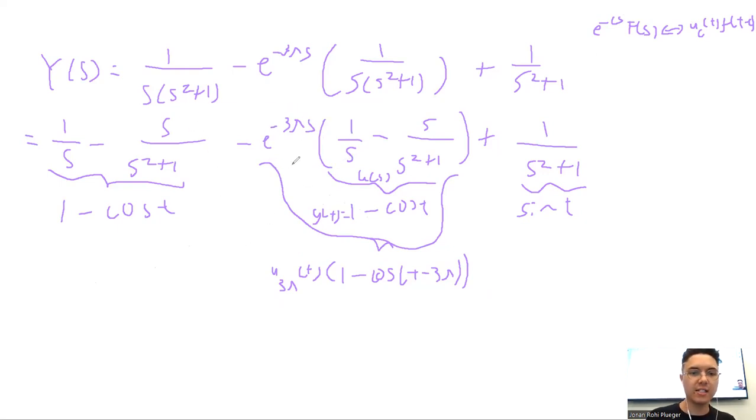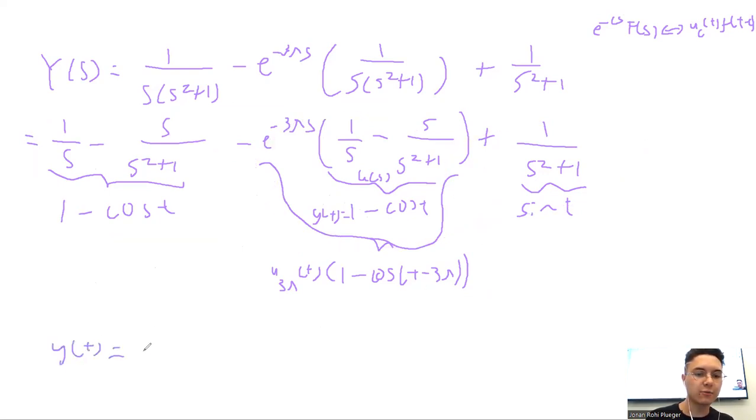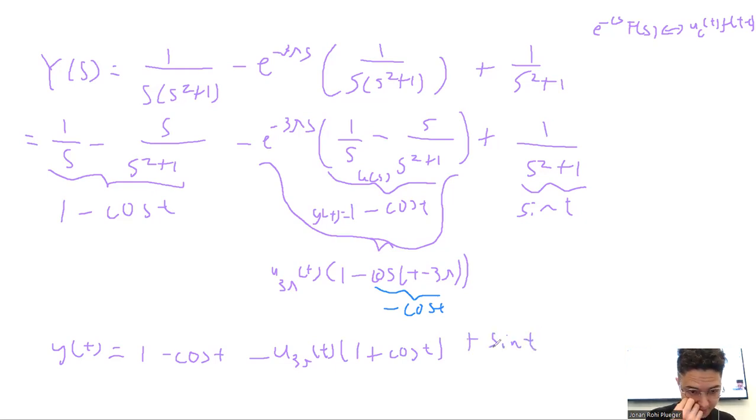Yeah. And because we've now successfully inverse Laplace transformed each of these terms, we now have y of t is equal to 1 minus cosine t minus u 3 pi of t times 1. I'm going to say that this is negative cosine t. So 1 plus cosine t plus sine t. And we did it.